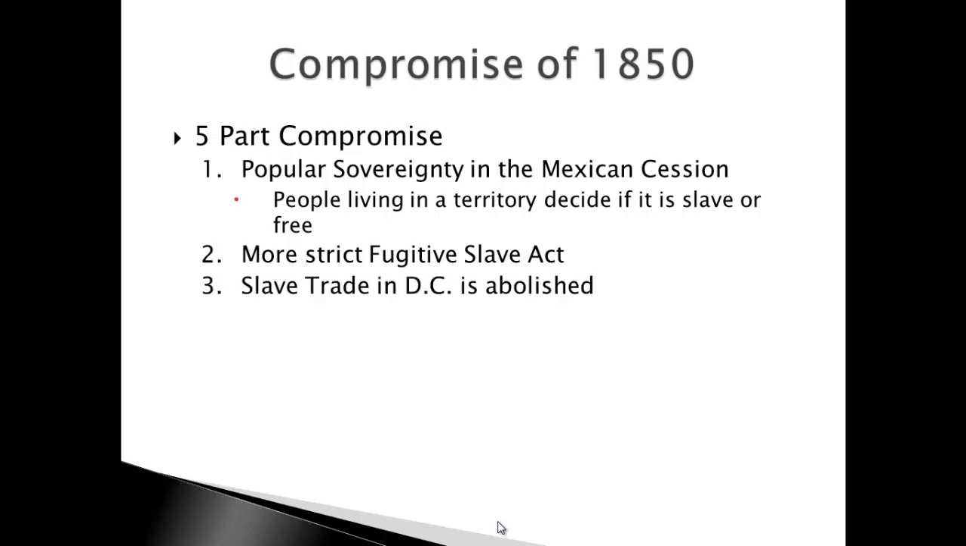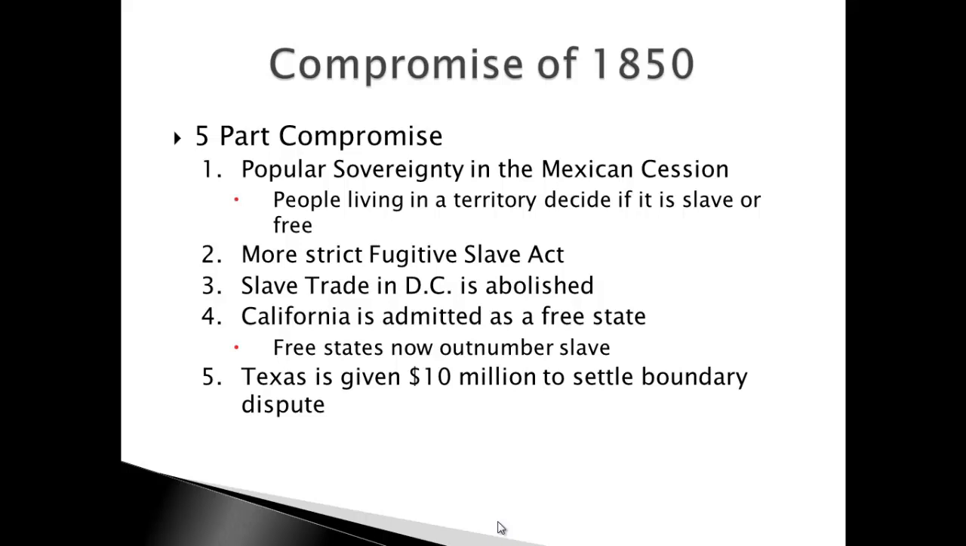3. The slave trade in Washington, D.C. is abolished. Not slavery, just the slave trade. 4. California is admitted as a free state, which will tip the balance in the North's favor of the free states in Congress. And 5. Texas is given $10 million to settle a boundary dispute.